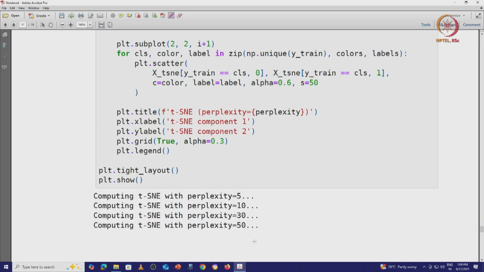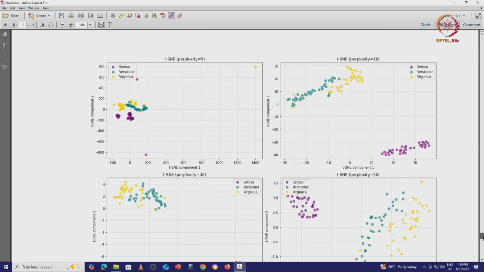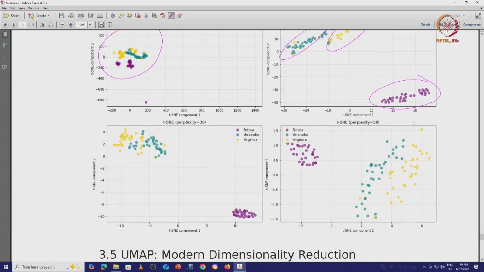Alright, so let's see how these plots look, right. These are the plots with 4 different perplexity values: perplexity 5, 10, 30 as well as 50. You can see that if the perplexity is 5, then you are not able to capture enough of the structure, and therefore you are not seeing how different these points are. If you increase the perplexity, then slowly more structure is starting to emerge. This is setosa, this is versicolor, and this is virginica.